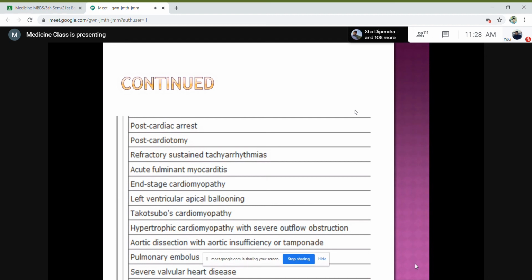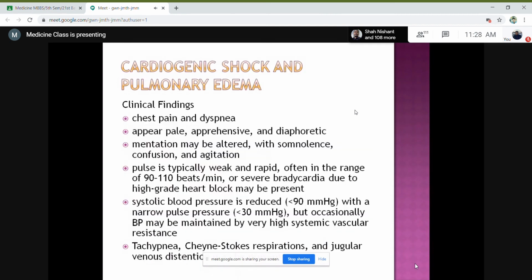Okay, so these are the common causes. Clinical findings of pulmonary edema. The patient may have chest pain and dyspnea. The patient will be very pale. The patient will be very apprehensive and diaphoretic. Diaphoretic means the patient will sweat a lot.